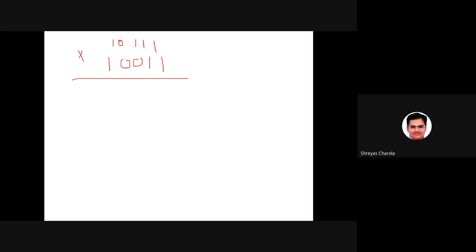Now let me take an example. A equal to 10111, and B equal to 10011. When you multiply these two numbers, how are we doing it? It's a simple practice. We take the two numbers, suppose A and B, and multiply them. I will start writing the numbers. Let me write on this side: take 10111, multiply 10011.